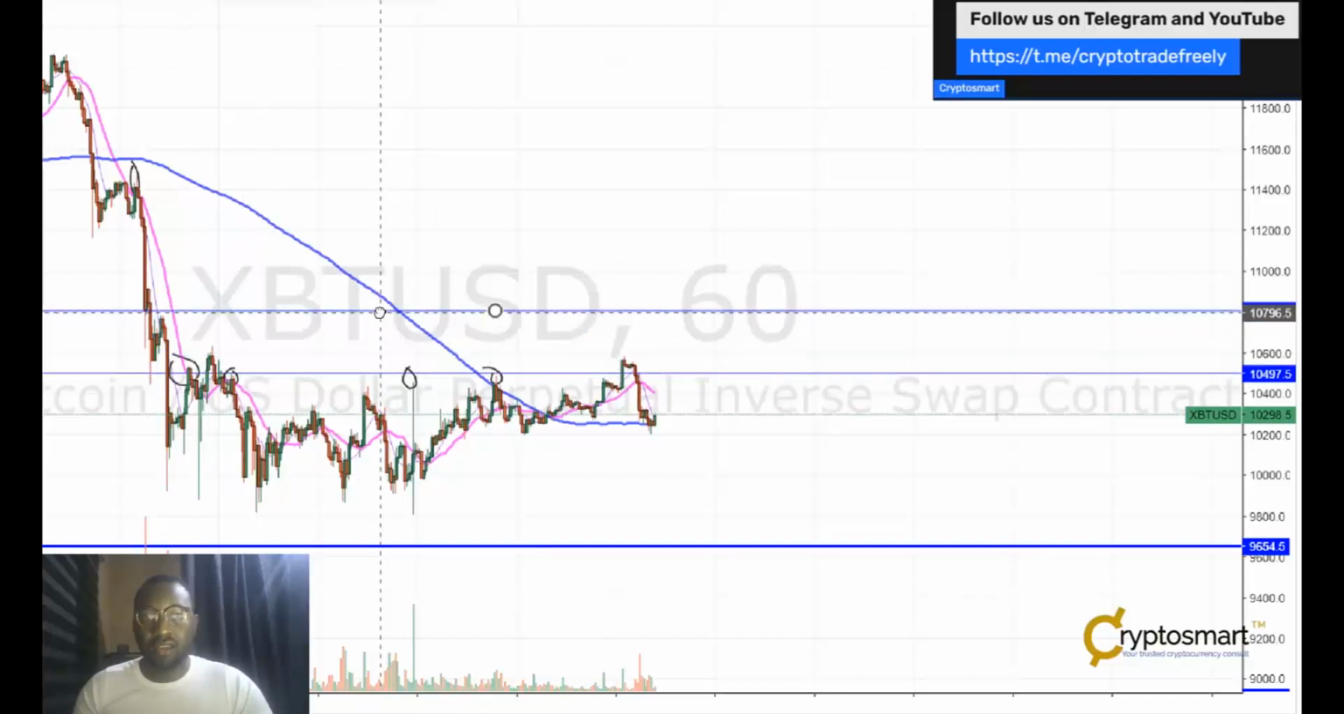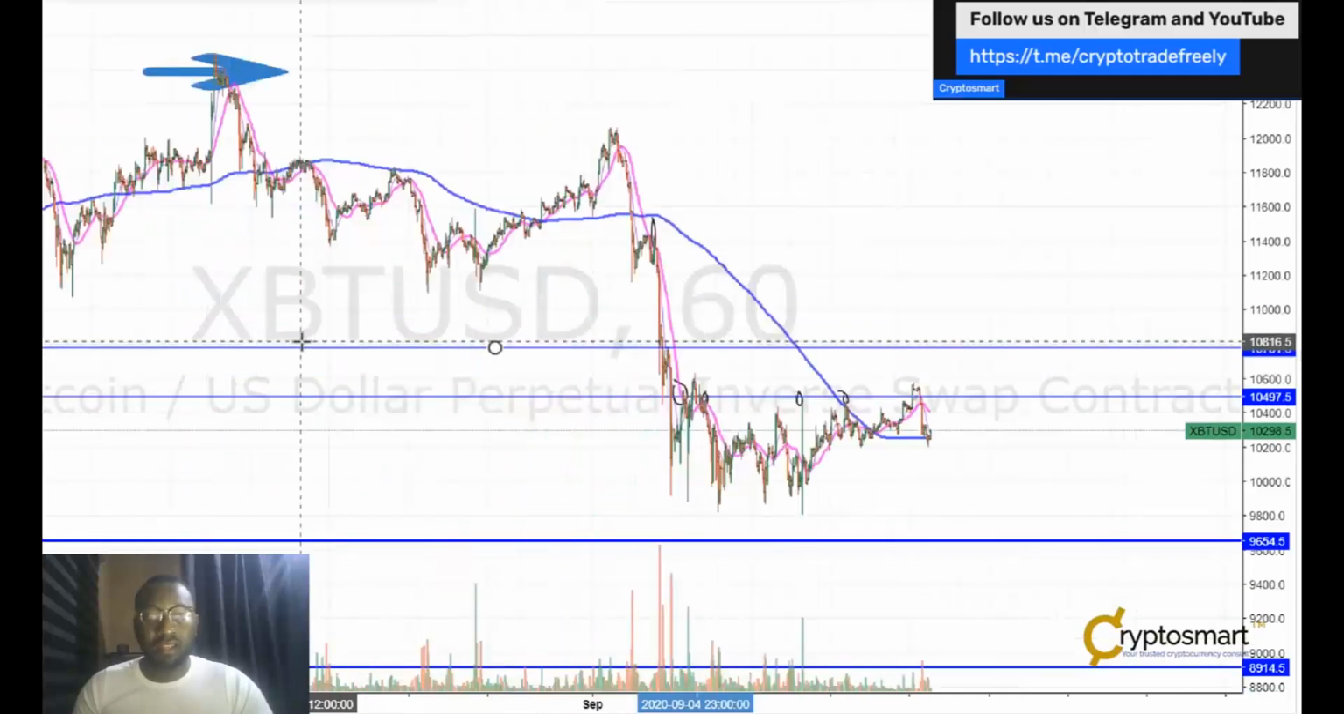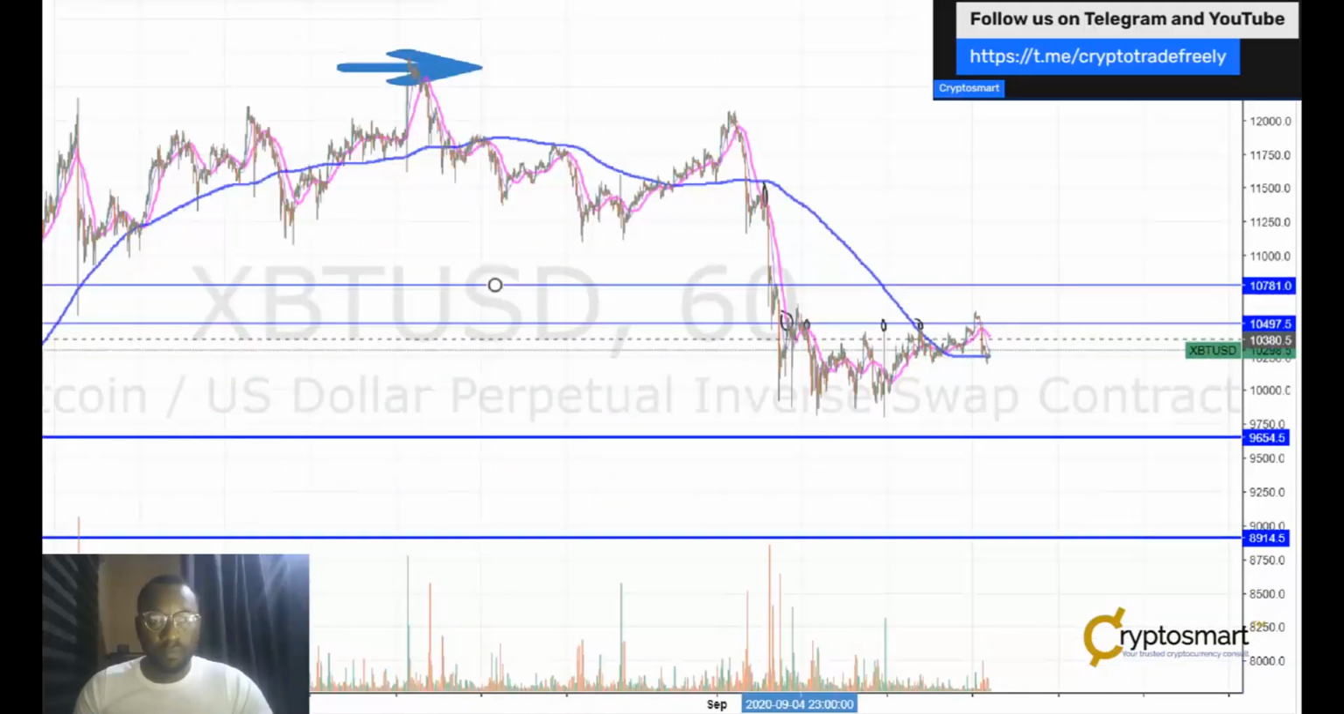Now, I don't just determine it from here. I determine it from a long-term scenario. See, from here we have the same thing. We have resistance around this region, and around this region. So you can see the price can actually dance around there.